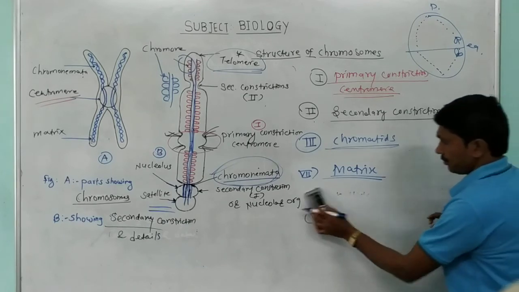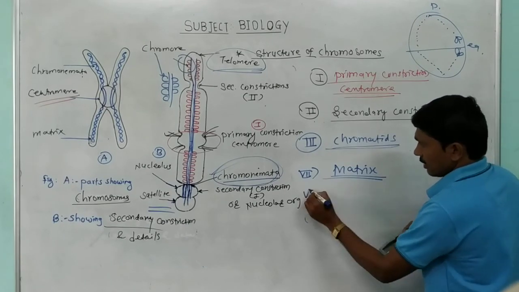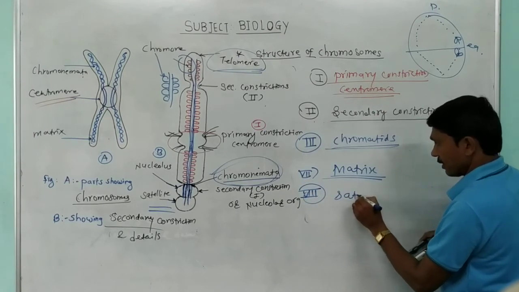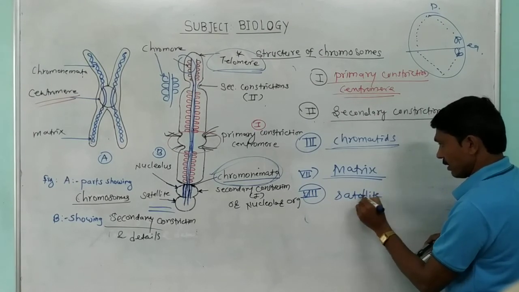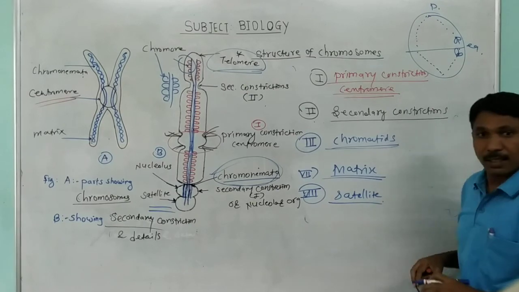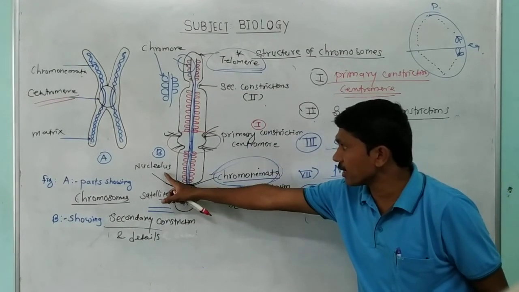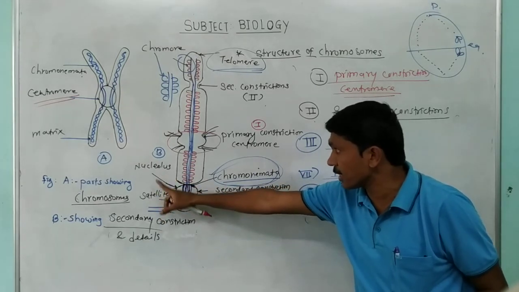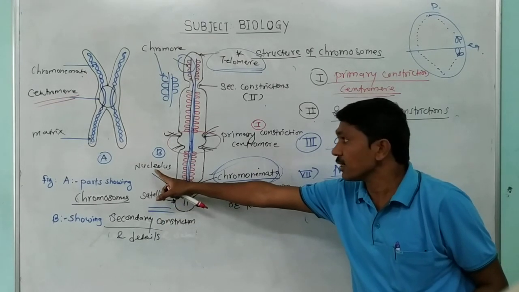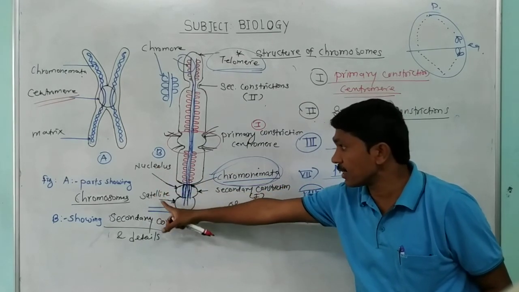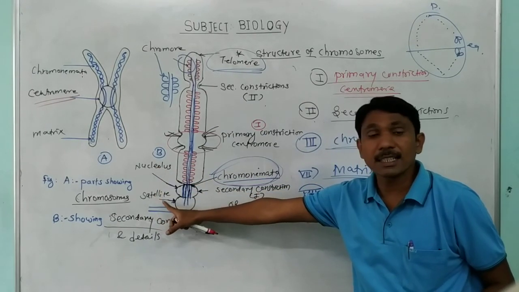Then satellite. In this structure of the chromosome, just below the distal end of the nucleolus region, that structure is called satellite.